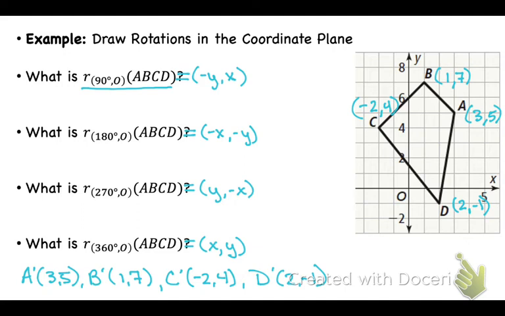Okay, so A prime on 90. It says make the Y negative and switch places, yes? I would make the Y negative first in your brain, then switch. Does that make sense what I'm saying? So it's going to be negative 5, 3. And B prime, negative 7, 1. And now I'm going to call on you guys because I have enough through the next ones for everybody to do one.